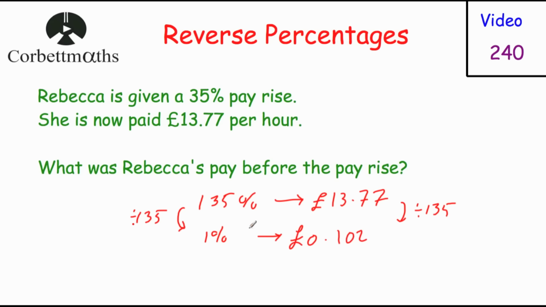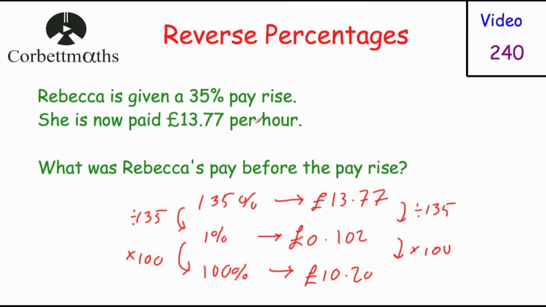0.102 pounds. And then we want to find what 100% is, so we'll multiply by 100. So let's multiply by 100, and let's multiply by 100. 1% times 100 is 100%, her pay before the pay rise. And when we multiply 0.102 pounds by 100, we get £10.20. So Rebecca's pay before the pay rise was £10.20.